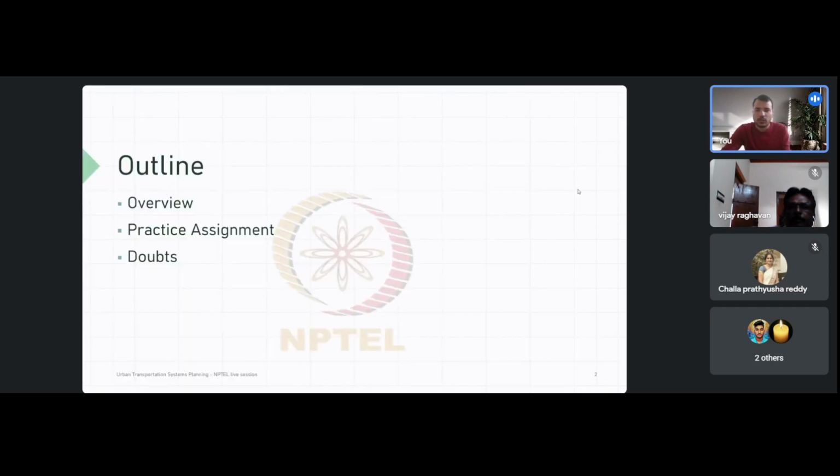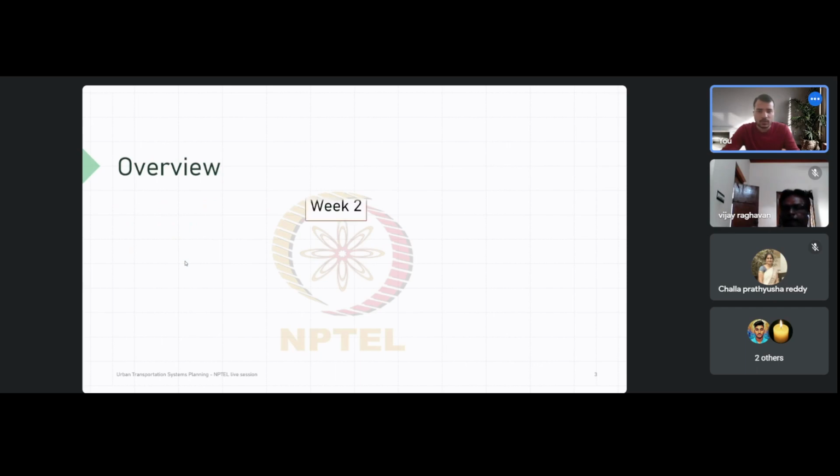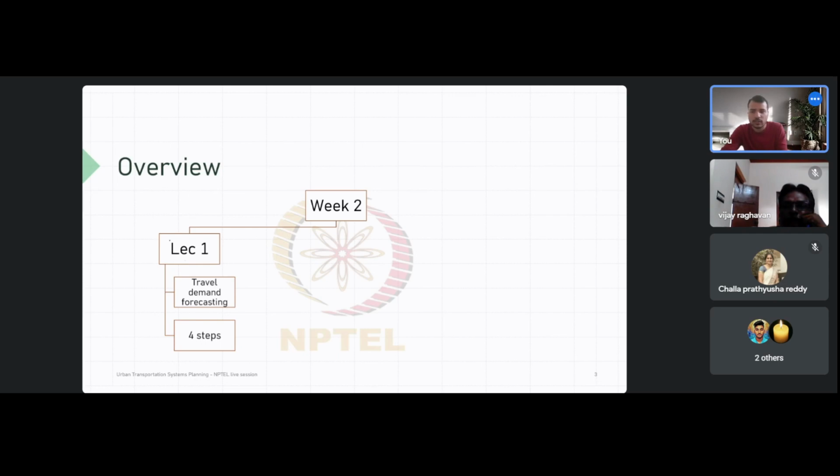So first we'll go over the outline of this presentation. We'll start with an overview for the second week: what were the topics that were discussed? Then we'll discuss the questions from the practice assignment. And finally, we can take on some doubts if time permits. So, starting with the overview of this week, it was organized into 5 lectures. The first lecture was about travel demand forecasting and what are the 4 steps involved in it.